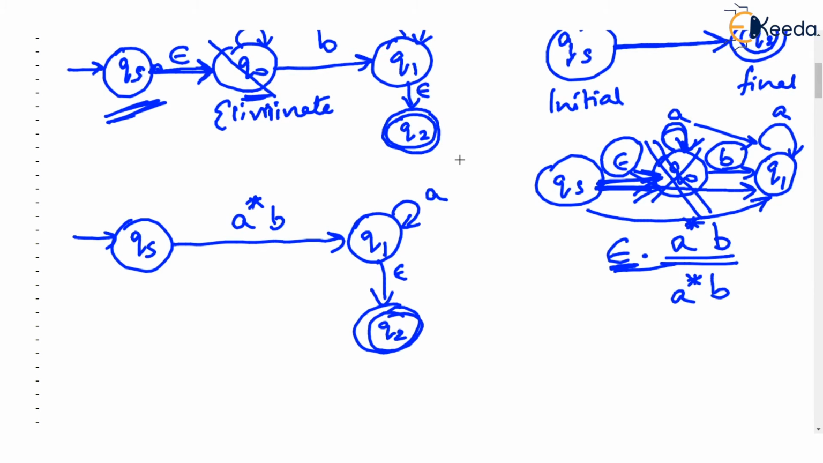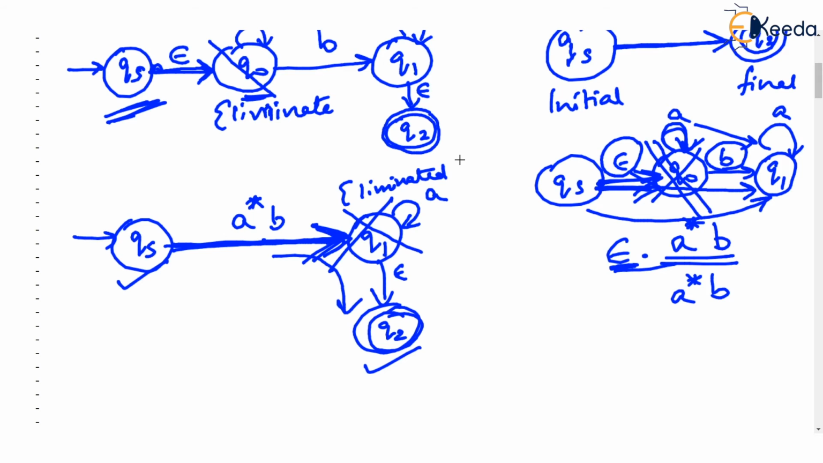Now remember, we want to preserve only QS and the final state, so we want to eliminate Q1 now. This state needs to be eliminated. Is there any incoming arrow to the state being eliminated? Yes, from QS. This path leads you to Q1, but Q1 is going to be eliminated. Then where can you go through this node? You can go to Q2. What will be the resultant regular expression? You will have to find out.